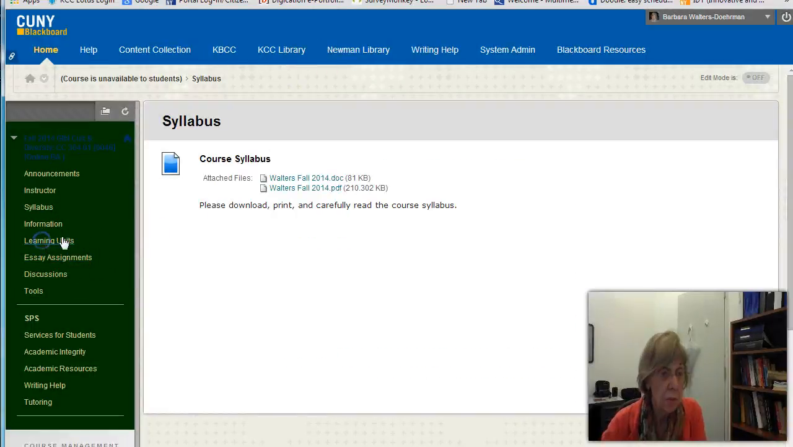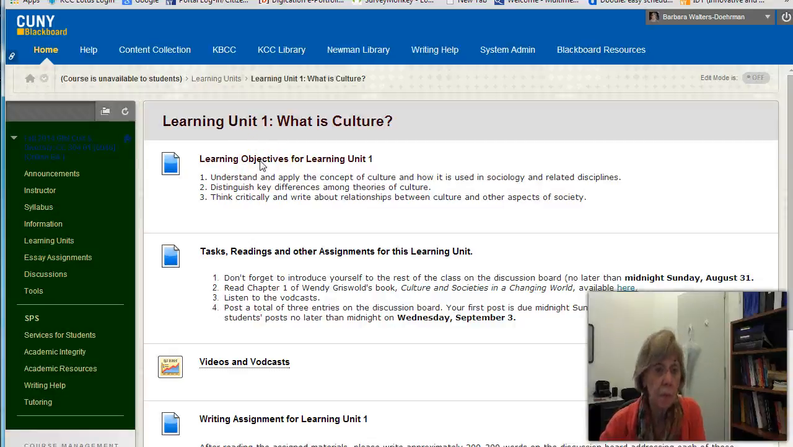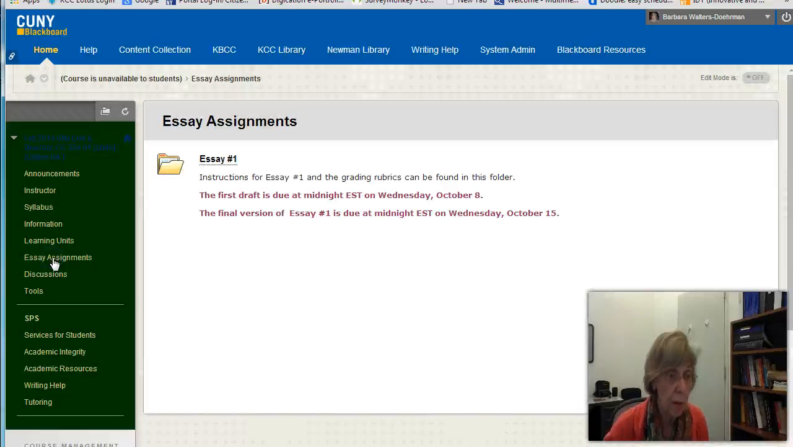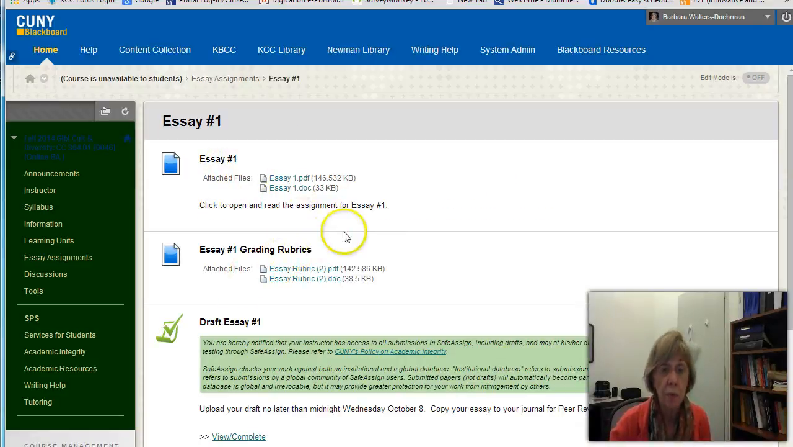In addition to the learning units, which contain information about the individual 2 week learning units, you will find a tab called Essay Assignments. In this folder, you will find information pertaining to the longer assignments for the course, and there are 2 of those, Essay 1 and Essay 2. In the folder for Essay 1, you will find first the essay assignment, and then second, the rubric that will be used to grade it.